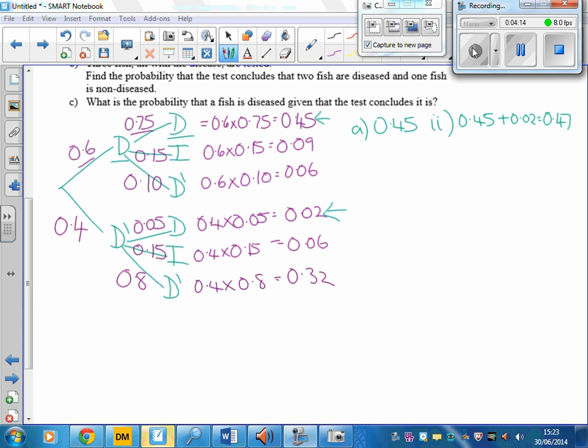For part 3, the test gives a correct conclusion. So it could be that it was diseased and it said it was diseased, so that's 0.45. Or, so we add the probability, it could be not diseased and the test shows that it's not diseased. So add 0.32, which equals 0.77.